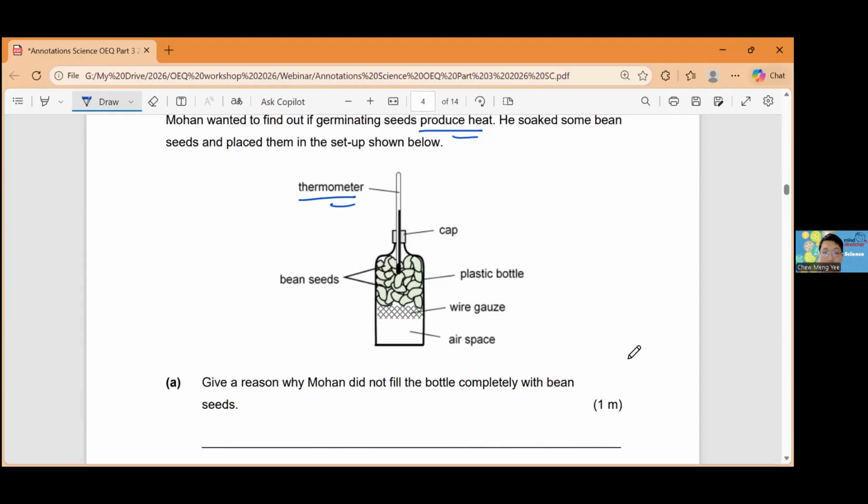Now, this is not an easy question. You have to think about germination. Let me see some answers if you have tried. Prevent overcrowding? No. You see the space is right below it, and the bean seeds are stuck. So you can say they are actually overcrowded, but the airspace is below.